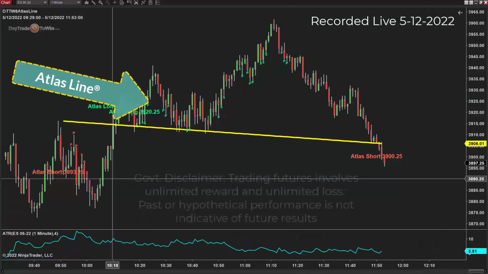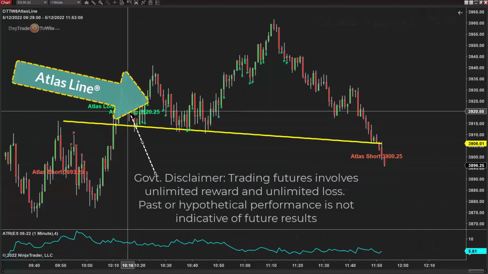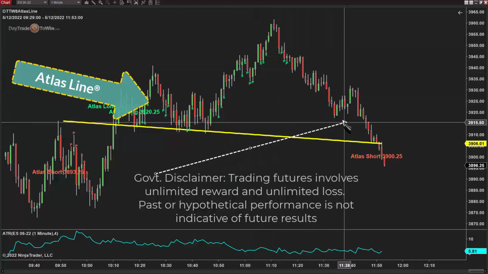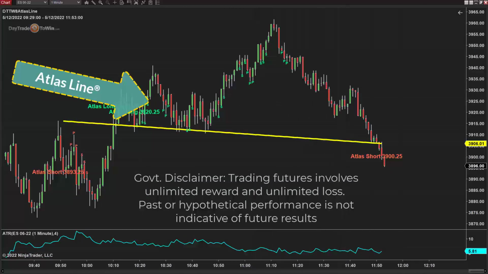Before I get into the sell opportunity we're seeing on the chart using the Atlas line, remember that trading is risky. Please don't trade with funds you can't afford to lose. Talk to your broker. Understand there are risks involved with trading.